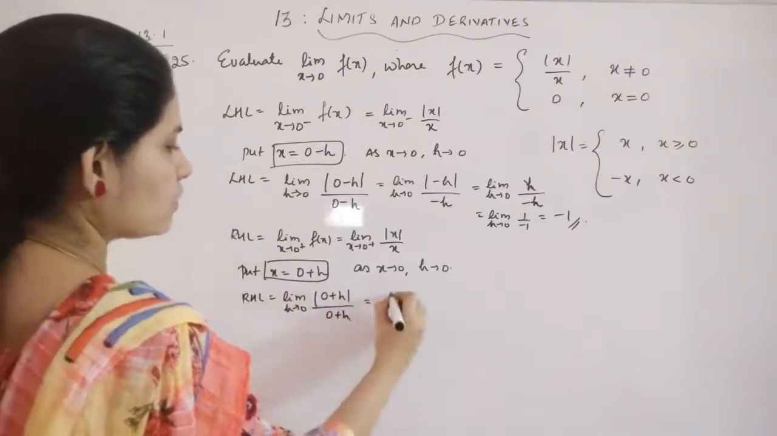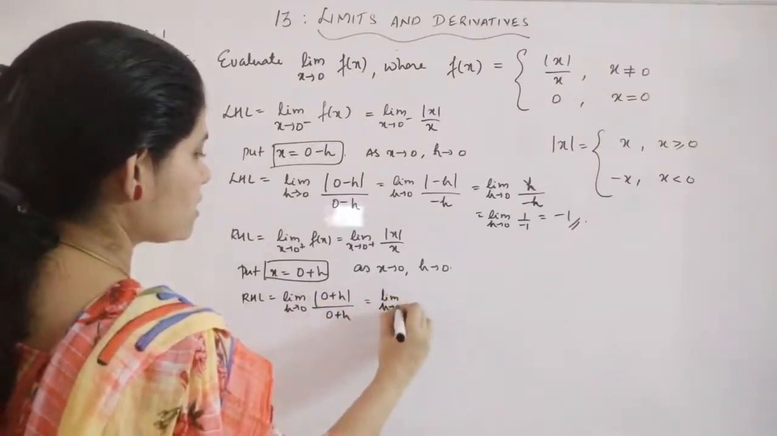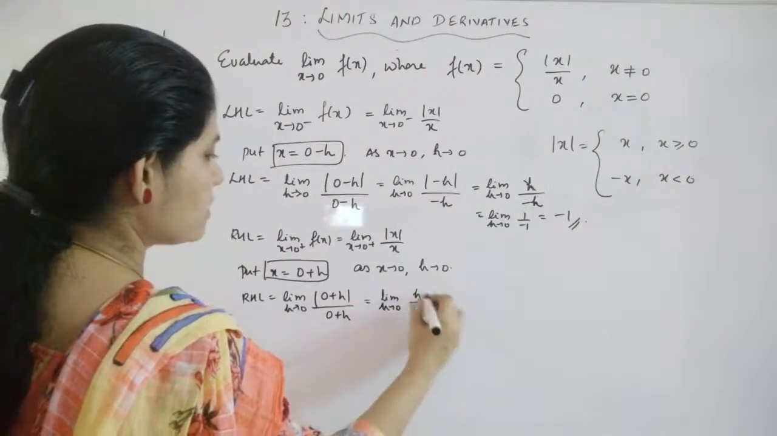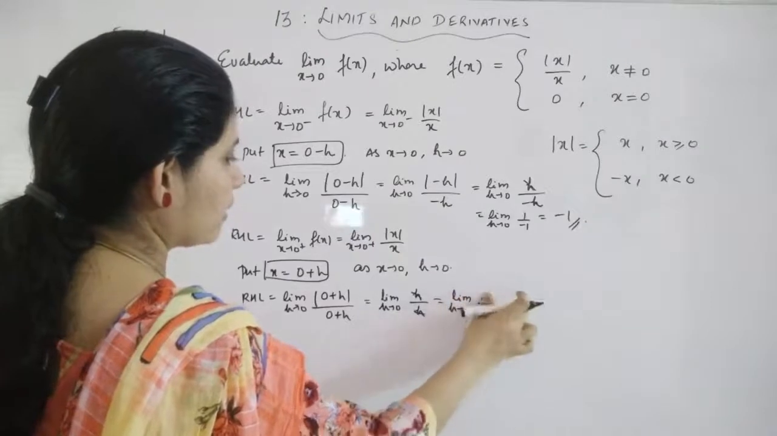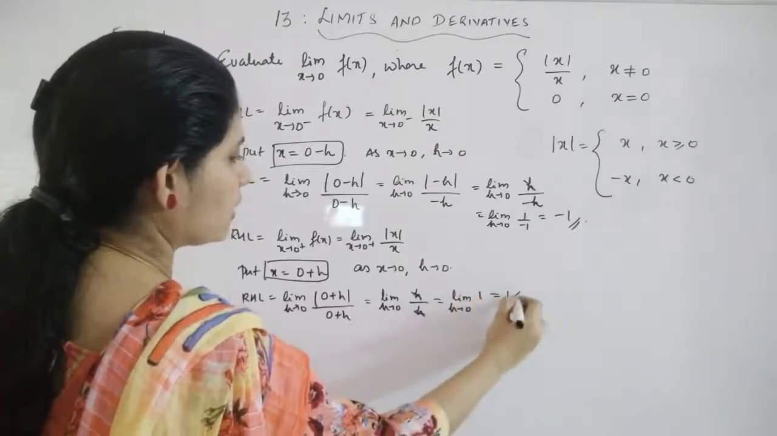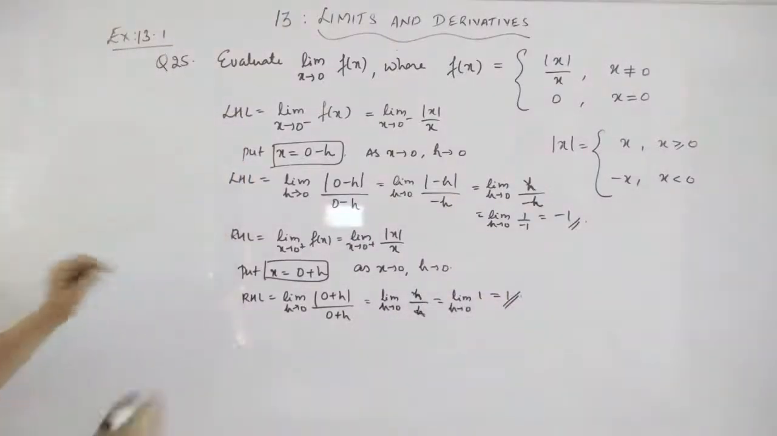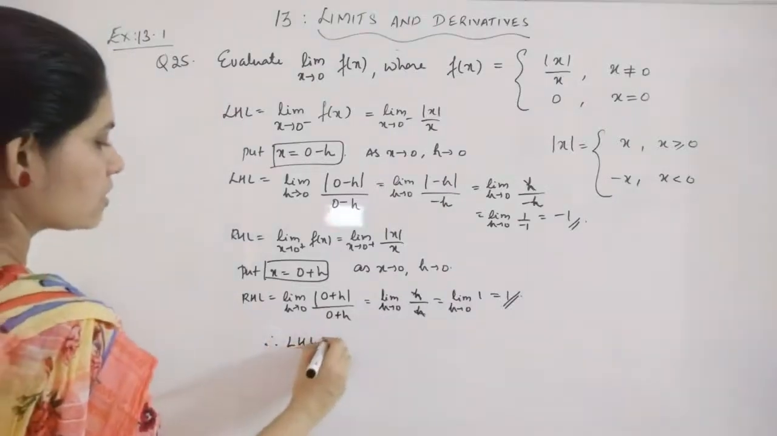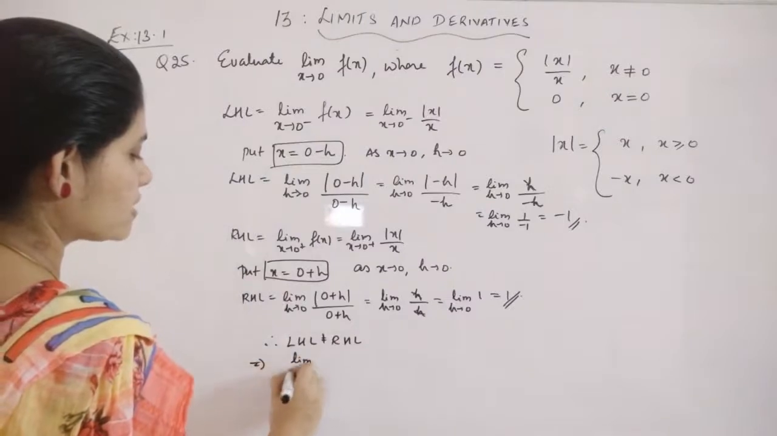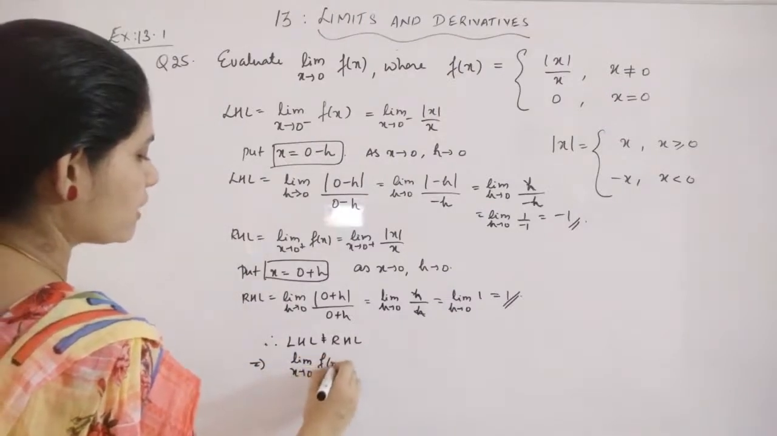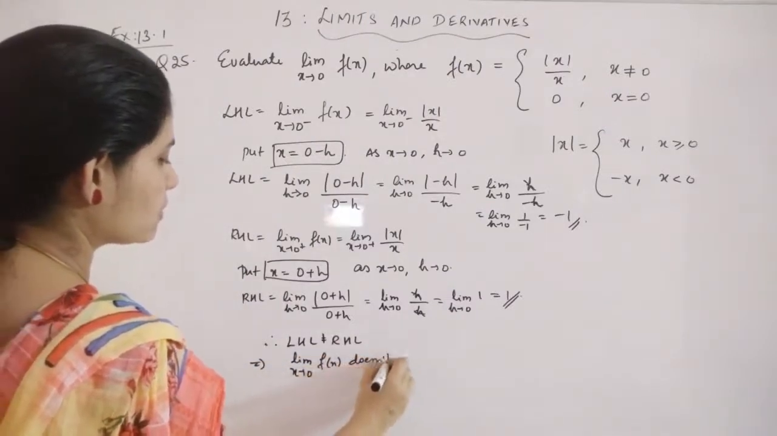So again this will give you h in the numerator divided by h, which is limit h tends to 0 of 1, and the value will be 1 only. So again you can see the left hand limit and right hand limit are not equal. Therefore limit x tends to 0 f of x does not exist.